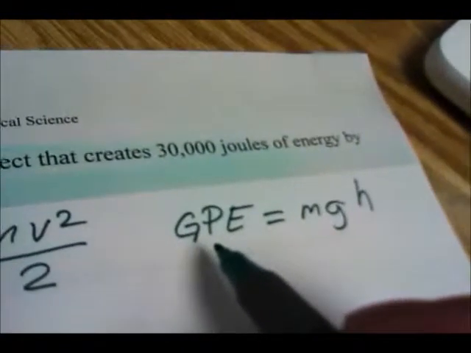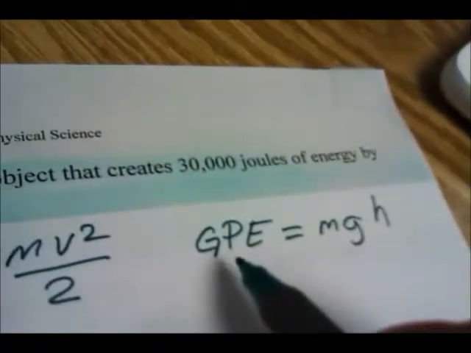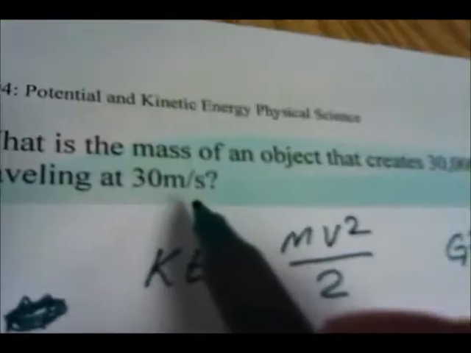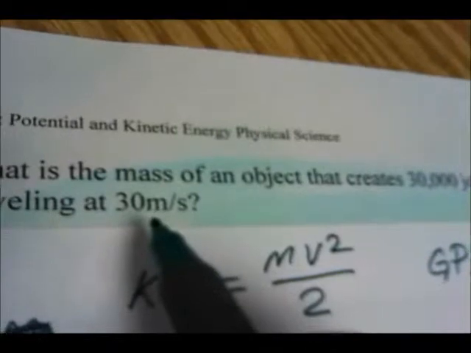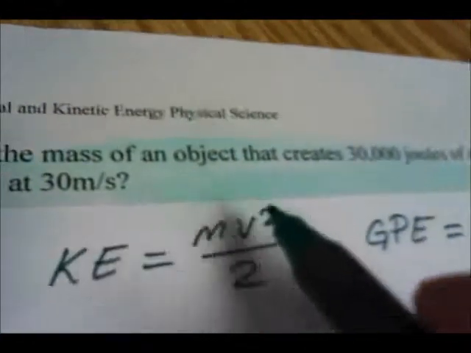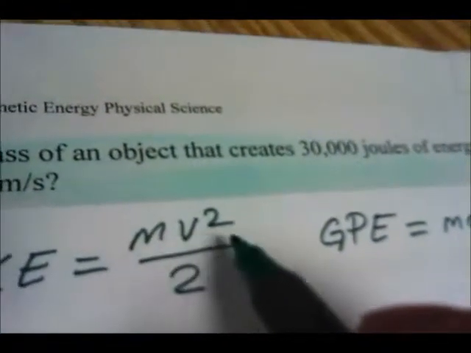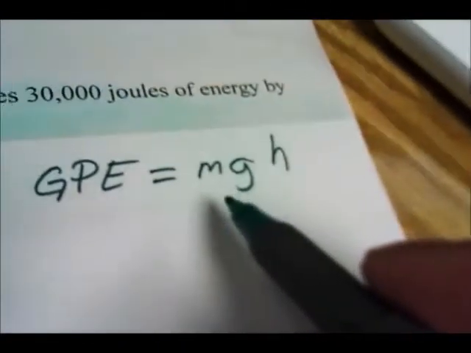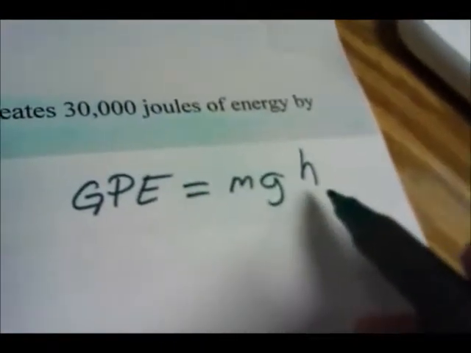How do we know which formula to use on a question? You look at what's given in the question. In this question, it gives the speed or the velocity of 30 meters a second. And therefore, we're going to use this equation because it has velocity as part of the equation. We wouldn't use this one because velocity is not part of this equation.